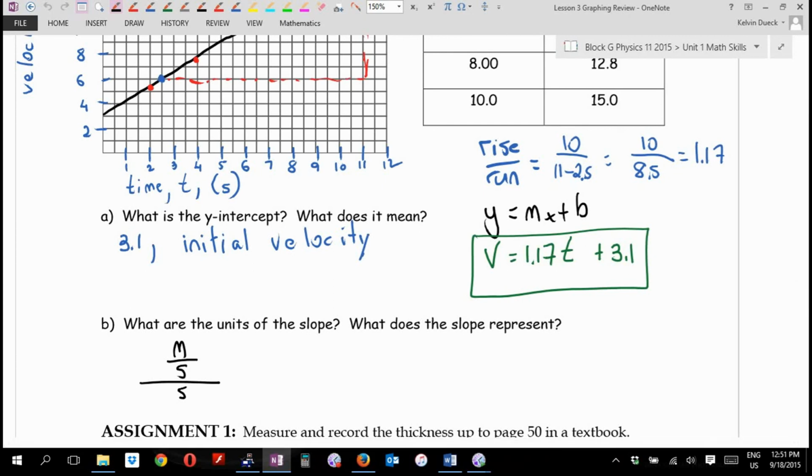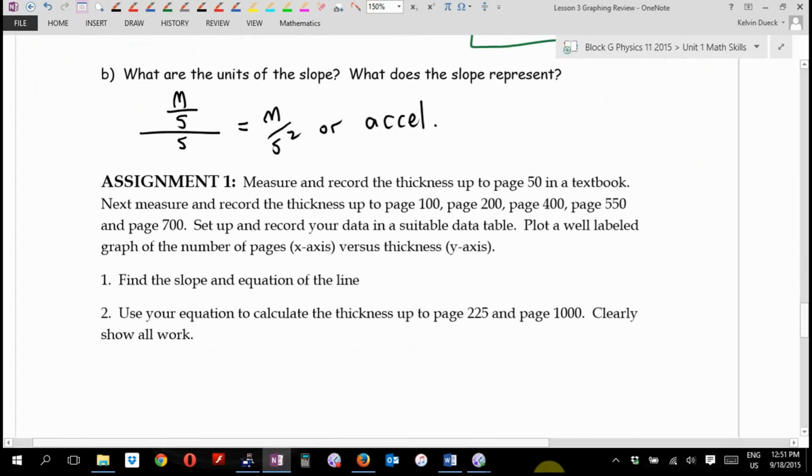You may have memorized graphs last year. In Physics 12, we look at about 40 different graphs. We don't memorize any of them. Instead, I teach all my students how to figure them out. This is meters per second squared, or acceleration. We're going to put this to use. Pause the video.